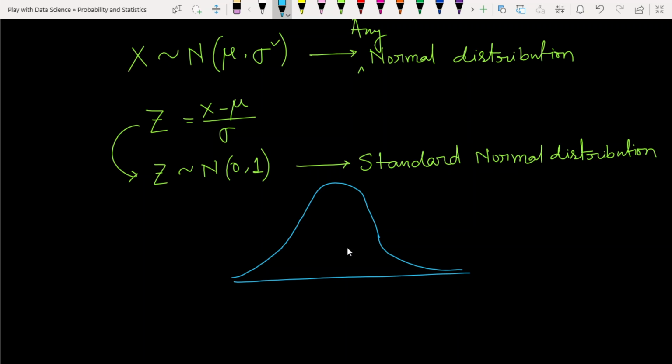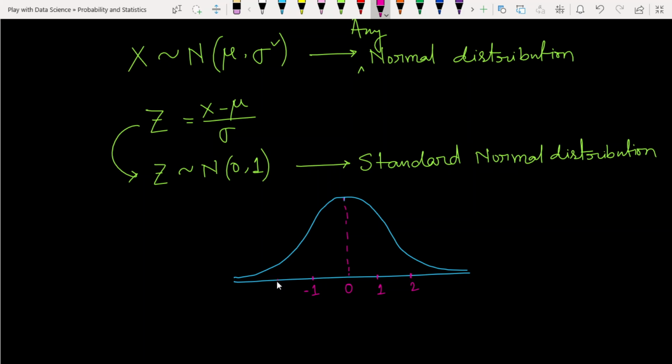Suppose it must be something like that. This must be a symmetric curve. Actually, it is the normal distribution like that. And here the peak position must be mu, which for the standard normal distribution is 0, and the first standard deviation is 1. This side will be minus 1. The second standard deviation must be 2, and this side must be minus 2. The third standard deviation is 3, and this side will be minus 3.